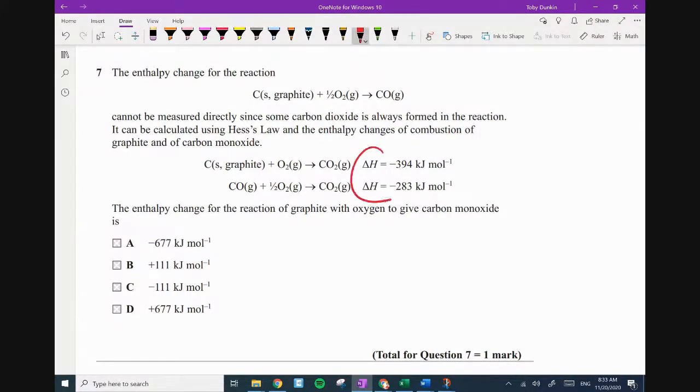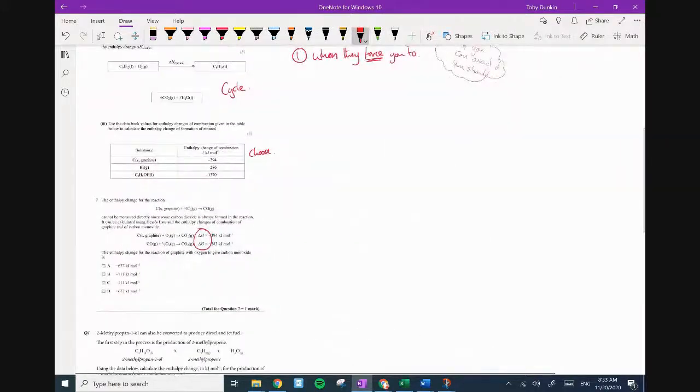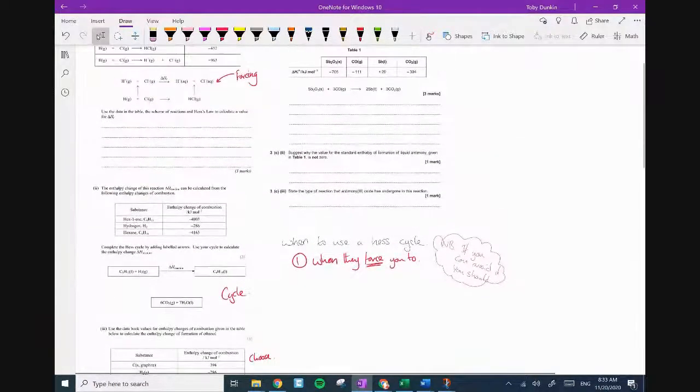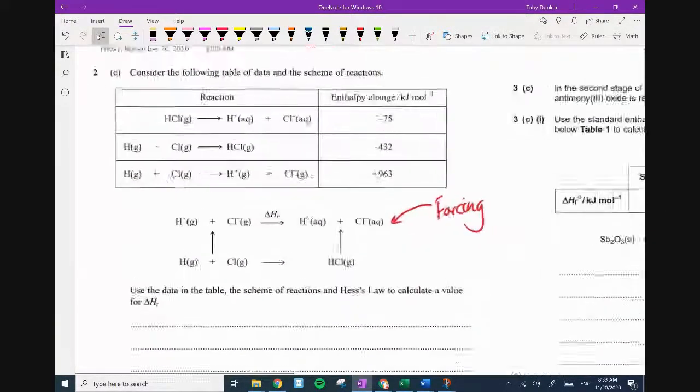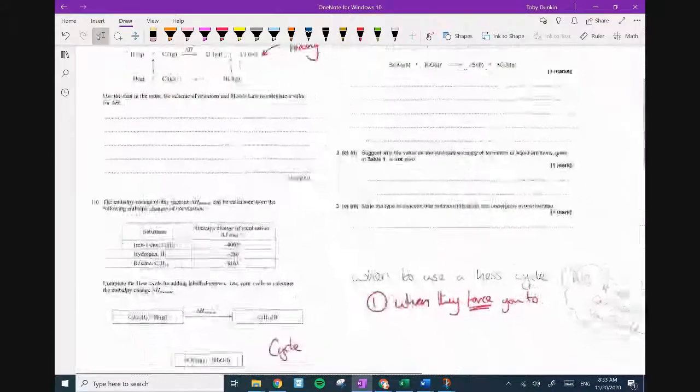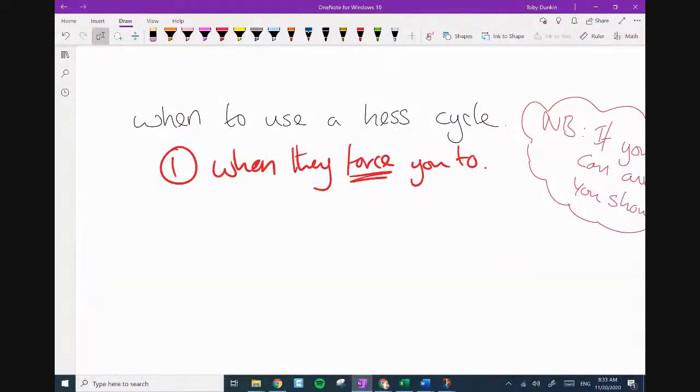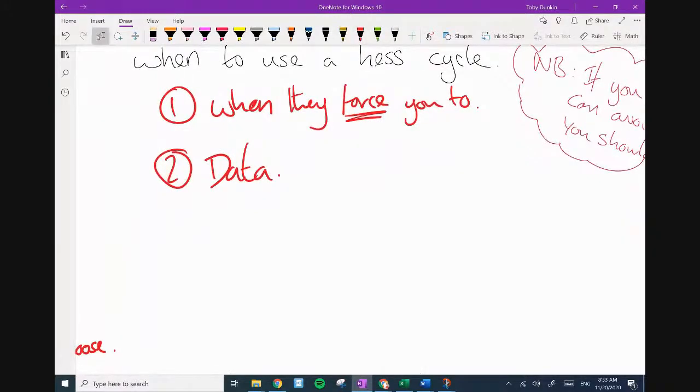So this is the next thing, which is data. Hess cycles are all about data. And what you'll notice in the questions is what they tend to do. Okay, so when to use a Hess cycle: number 1, when they force you to. Number 2, data. What I like to do is block the data into 3 different types.